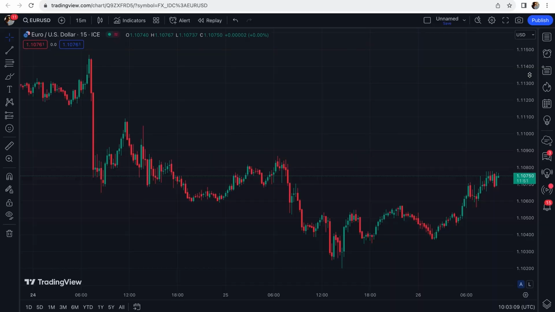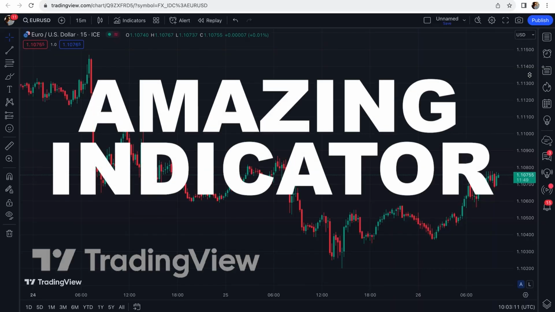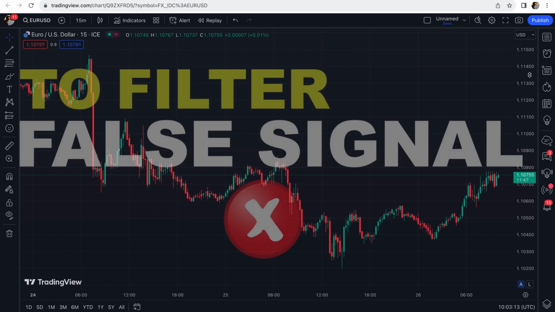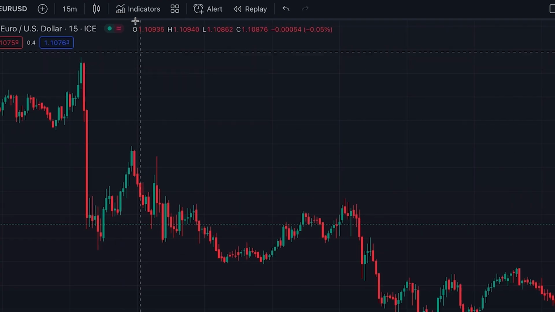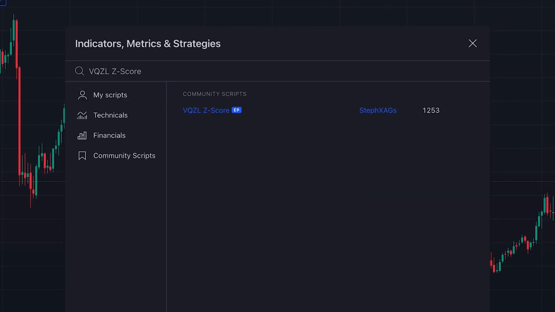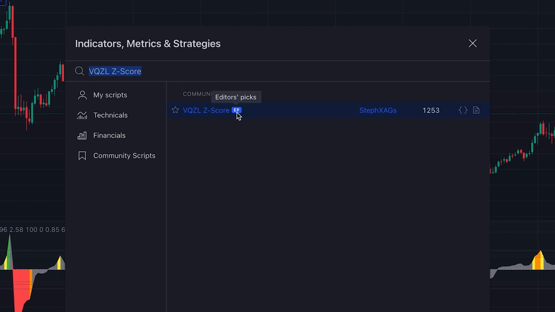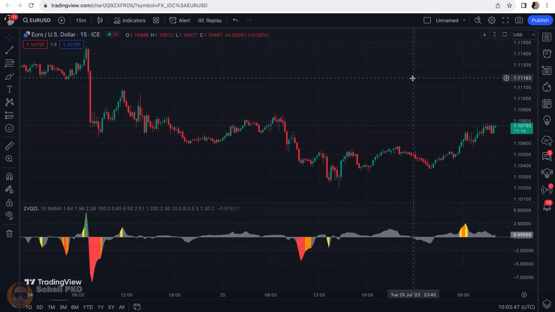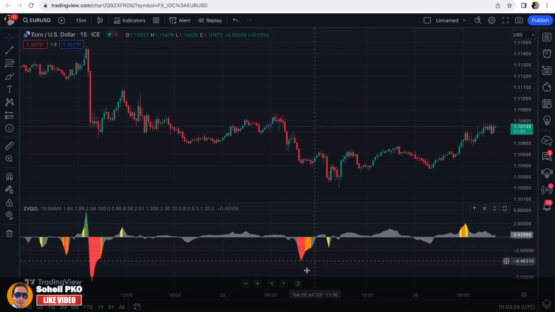In today's video, I want to introduce an amazing indicator on TradingView that helps you to effectively filter false trading signals. To add this wonderful indicator to our chart, here we click on indicators and we search VQZL Z-score, this one, which is an editor's pick indicator and it's written by someone named StephXAGS. Alright, this is the indicator and as you can see it's added here below the chart.